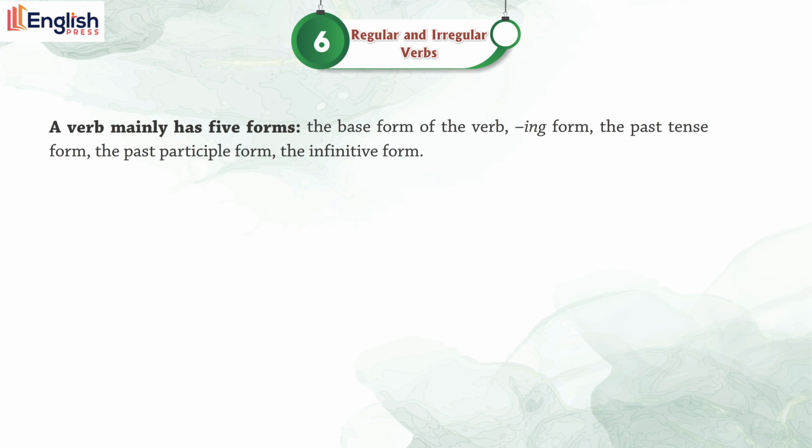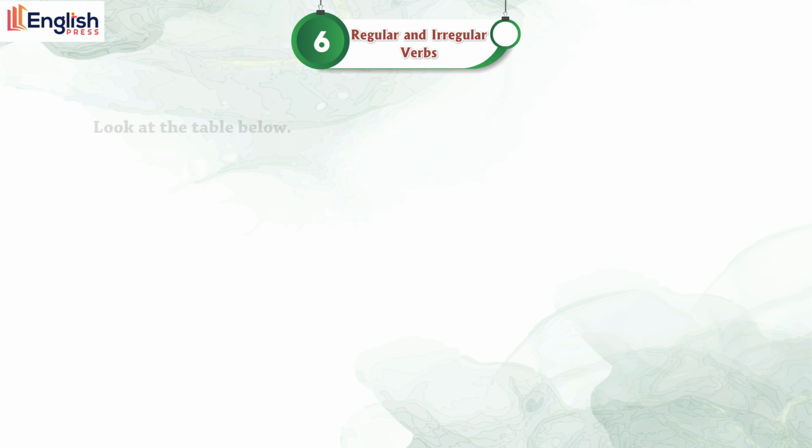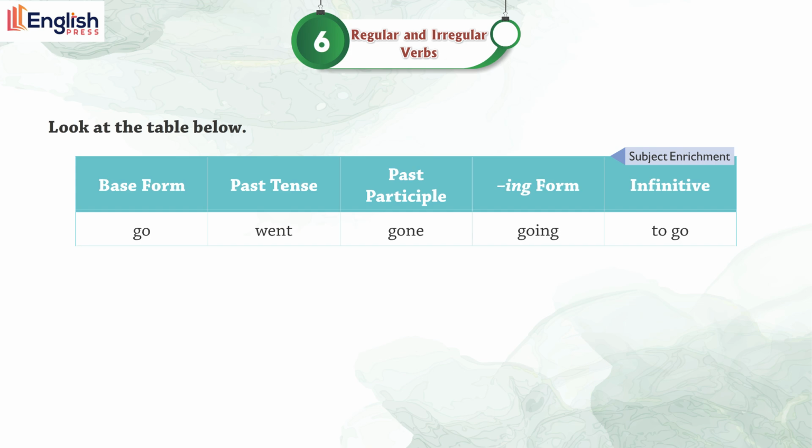A verb mainly has 5 forms: the base form of the verb, the ing form, the past tense form, the past participle form, and the infinitive form. Look at the table below. Base form, go. Past tense, went. Past participle, gone. Ing form, going.